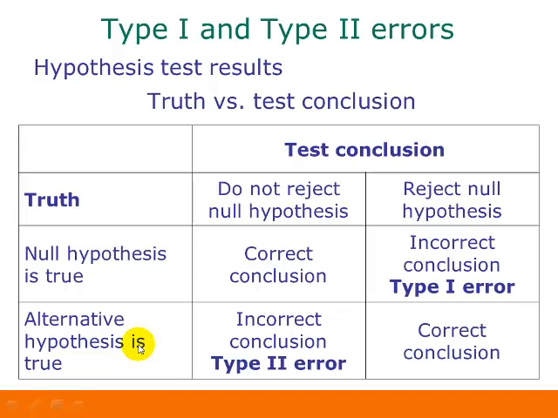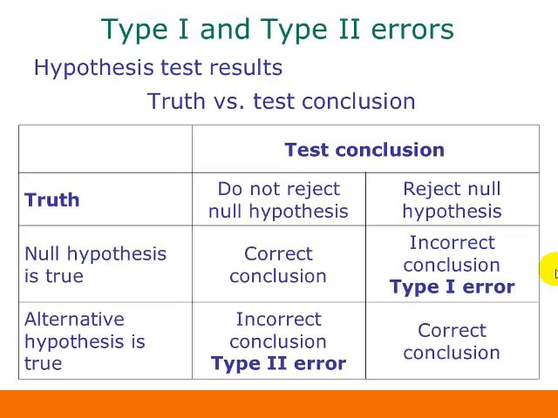Now, if our alternative hypothesis is actually true, then if we have the conclusion that we don't reject the null hypothesis, that's an incorrect conclusion, and that's called a type 2 error. This error is not considered nearly as serious as a type 1 error. Finally, if our alternative hypothesis is true and our conclusion is to reject the null hypothesis, then we have come to the correct conclusion.